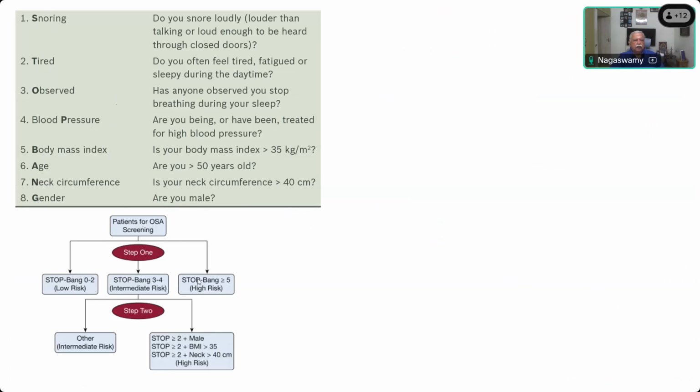STOP-Bang more than 5, high risk. So this is based on the STOP-Bang questionnaire. You can classify them as low risk, intermediate risk, and high risk. And if it is low risk, you can ignore. People who mildly snore without desaturation, without a startling wake up, all that, you can ignore.